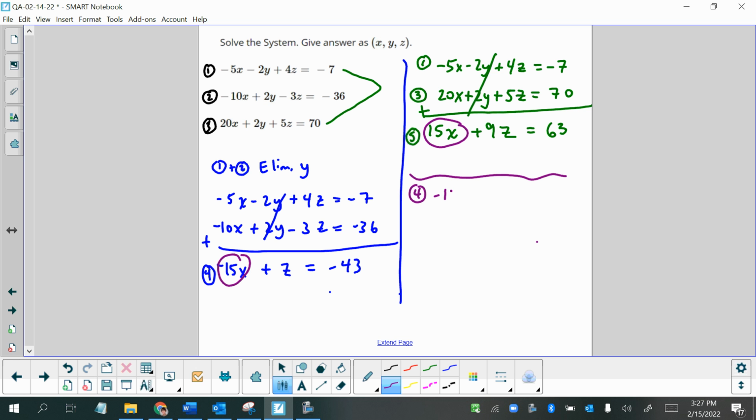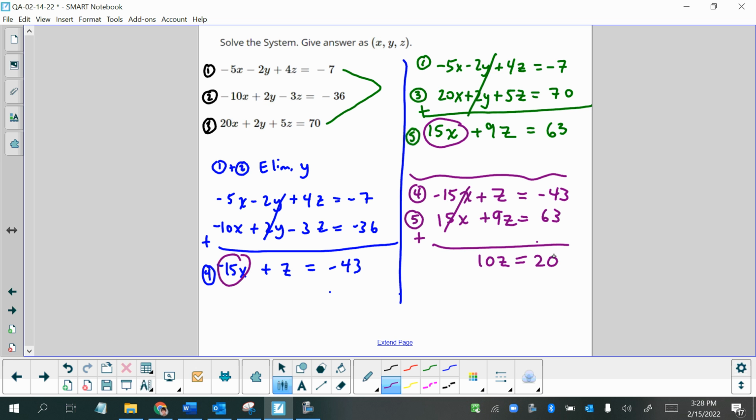So the fourth equation is negative 15x plus z equals negative 43. And the fifth equation is positive 15x plus 9z equals 63. And when I add those together, the 15x and the negative 15x cancel to 0x, so that's gone. Then positive z plus 9z is 10z, and negative 43 plus 63 gives me positive 20.